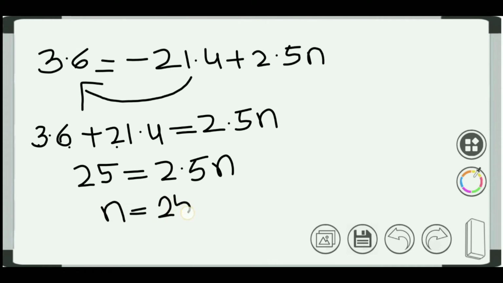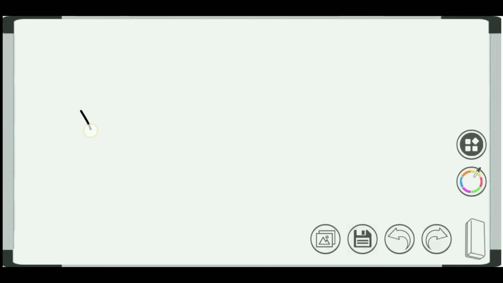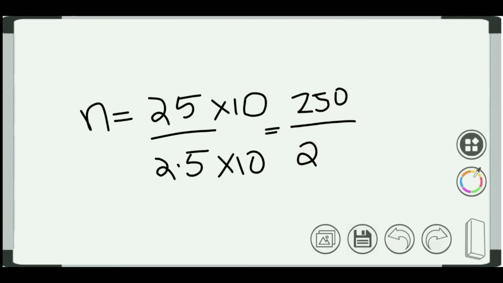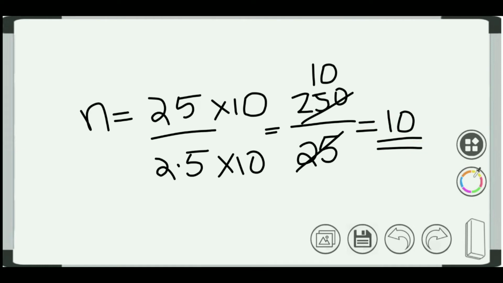N is equal to 25 divided by 2.5. How will you solve this? Multiply into 10 and 10. So here after the point only one digit is there, so we are multiplying it by 10. It will be 250 divided by 25. 25 into 10, 250. So the answer is 10. N is equal to 10.